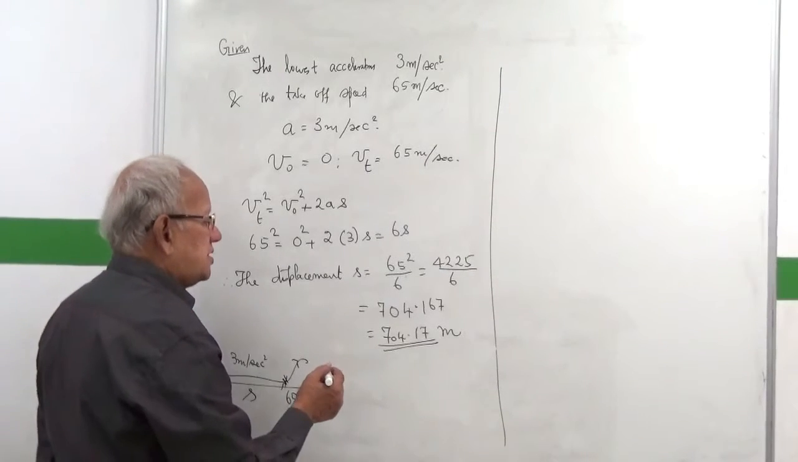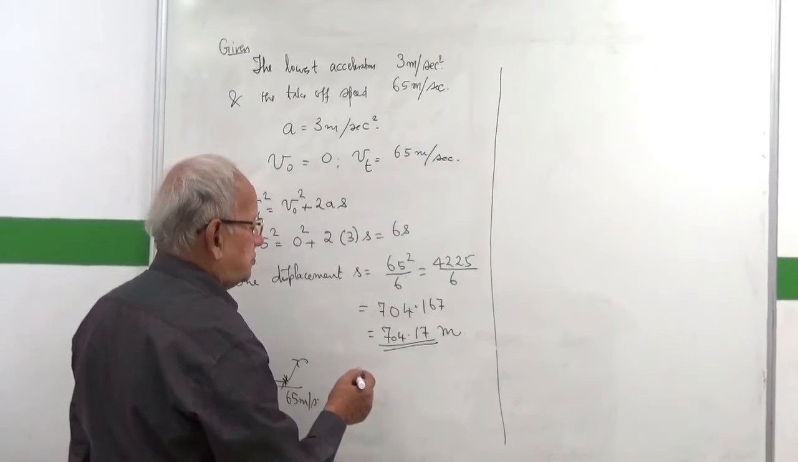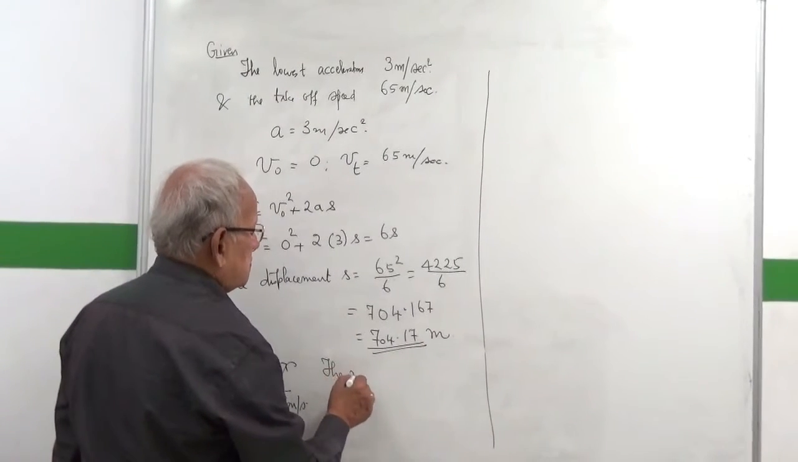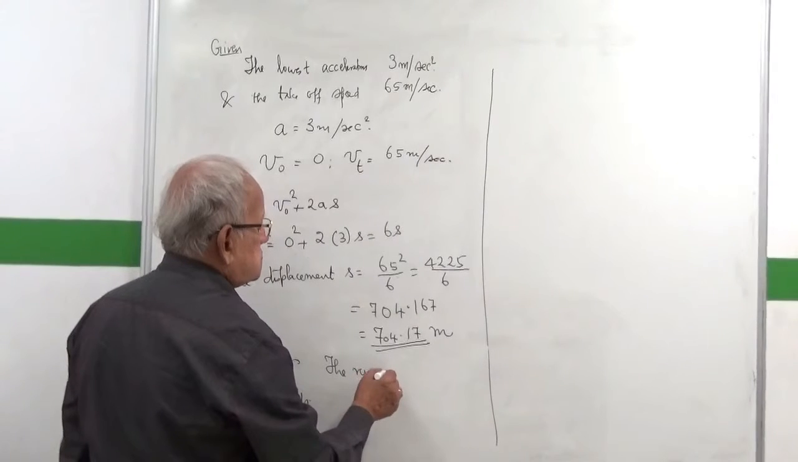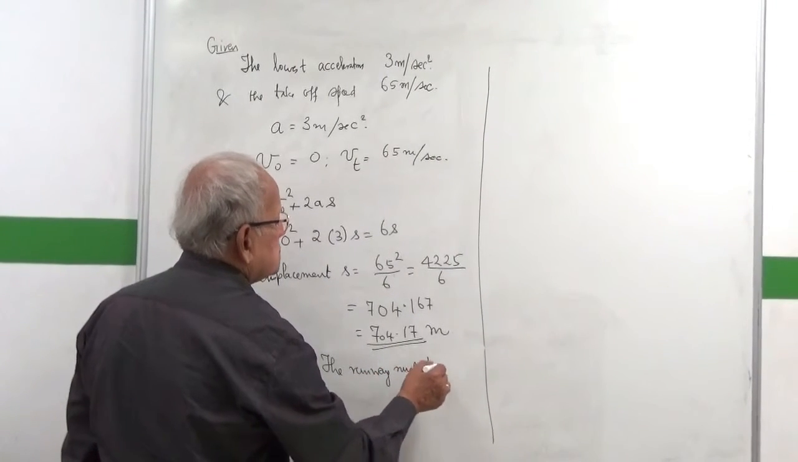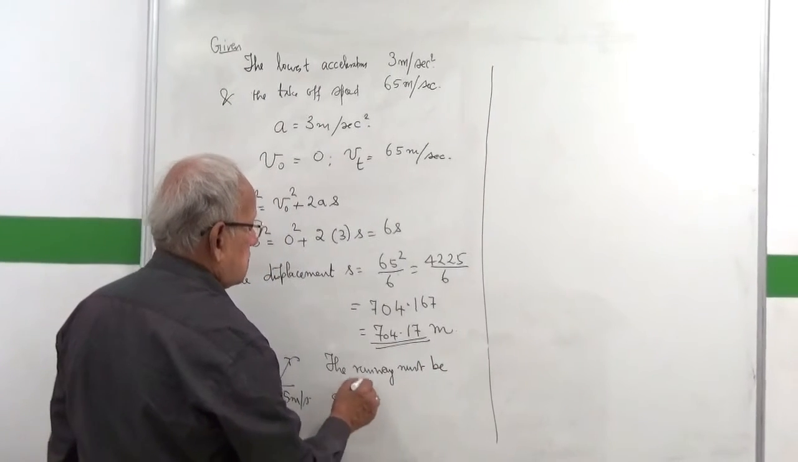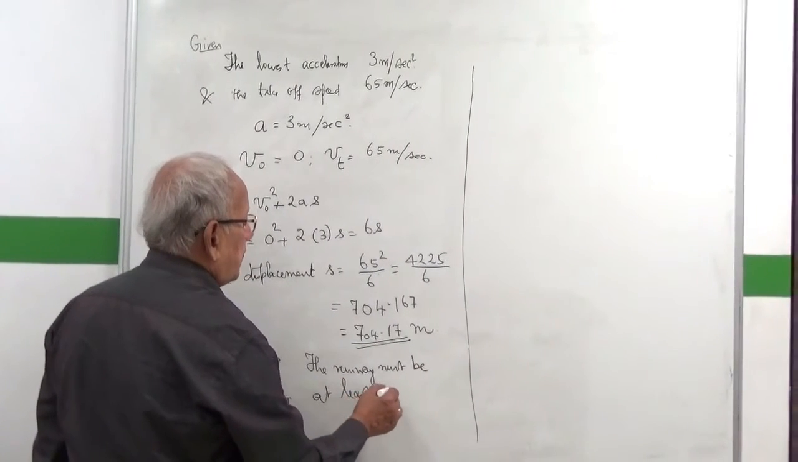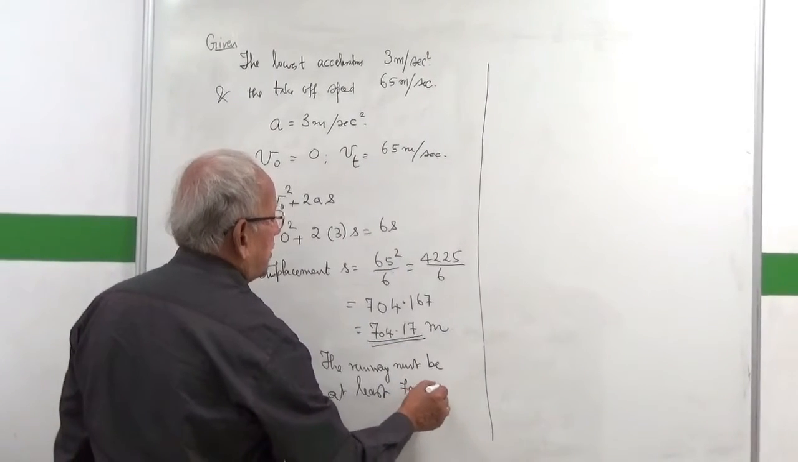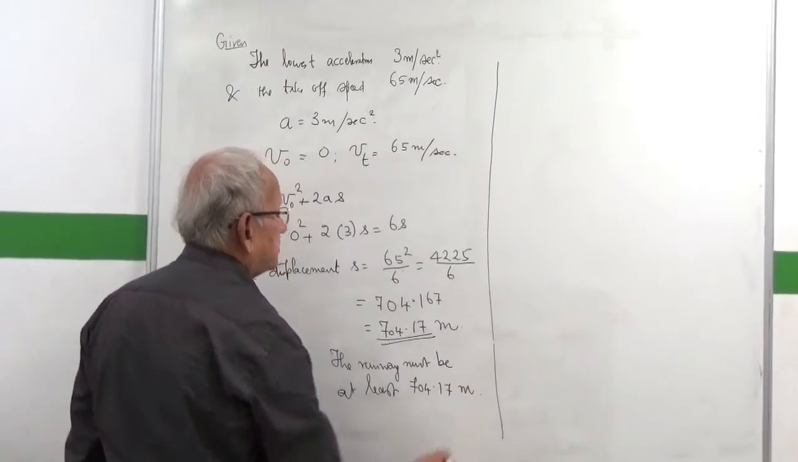And so this says that the runway must be at least 704.17 meters.